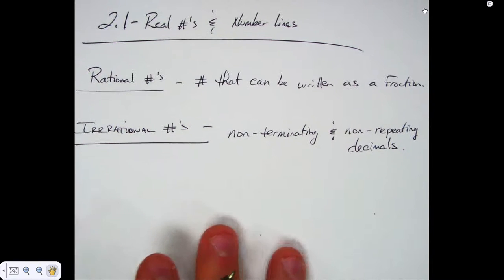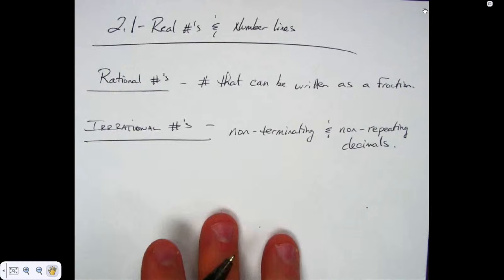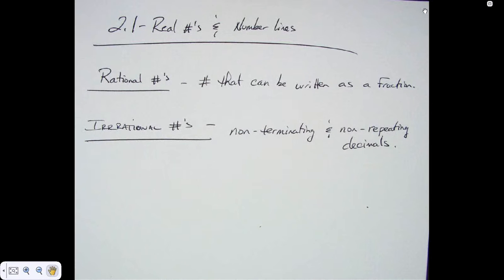Now, my question to you is this. What does non-terminating mean? Not ending. It doesn't stop. Non-repeating means it doesn't repeat the same pattern. You guys think of a fraction that's a repeating decimal that you put the bar over. Usually one of two usually comes to mind.